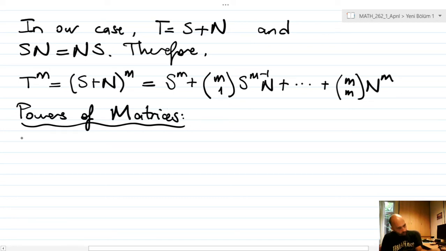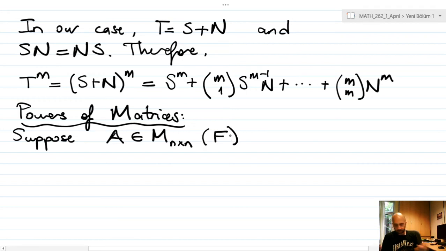So suppose A is in the set of n by n matrices over the field F, and to be in line with what we discussed before, suppose it has characteristic polynomial equal to a product of linear factors in F[x], the same assumption.